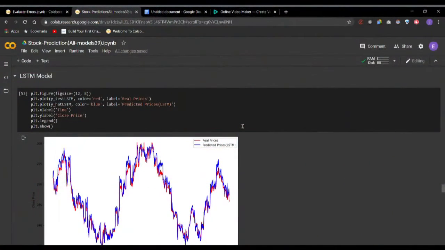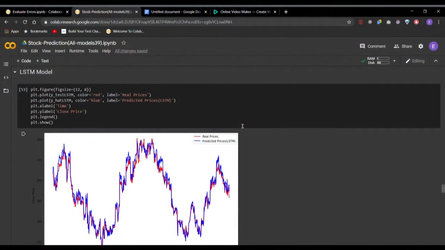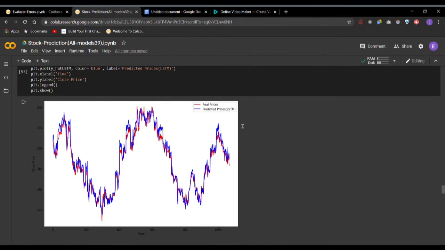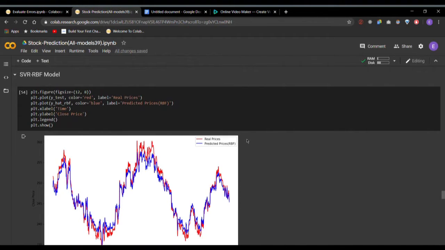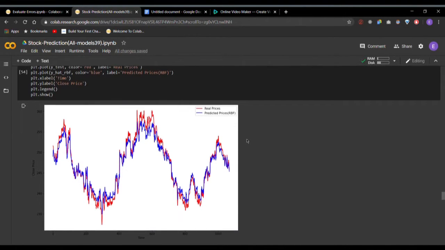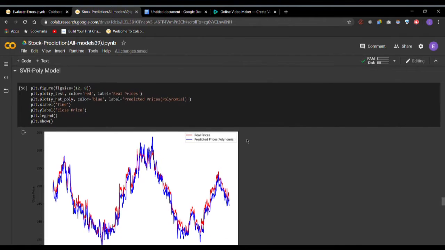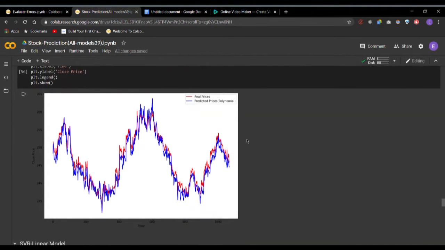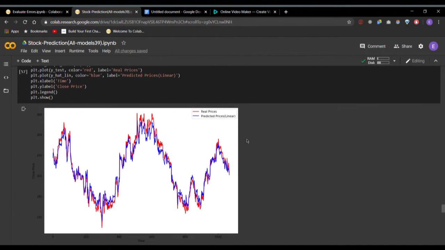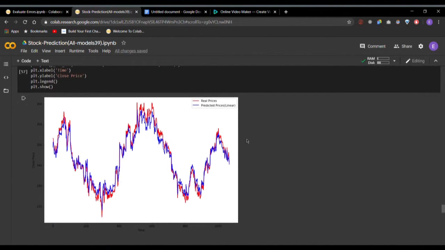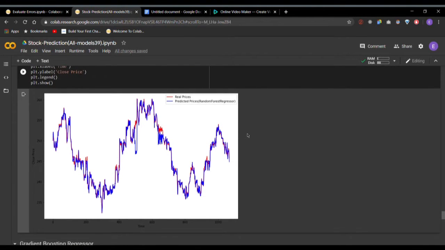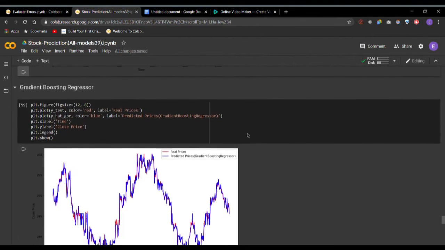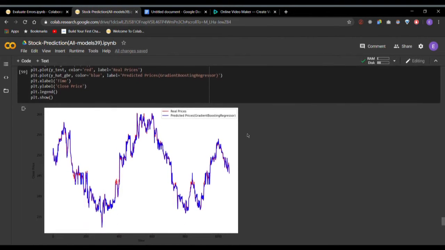So these are our predictions for the stock of Wipro against our different models. The graph you're seeing right now is the prediction using an LSTM model. This is using an SVR with an RBF kernel. Prediction using SVR with a polynomial kernel. Prediction of an SVR using a linear kernel. The prediction using a random forest regressor, and predictions using gradient boosting regressor.